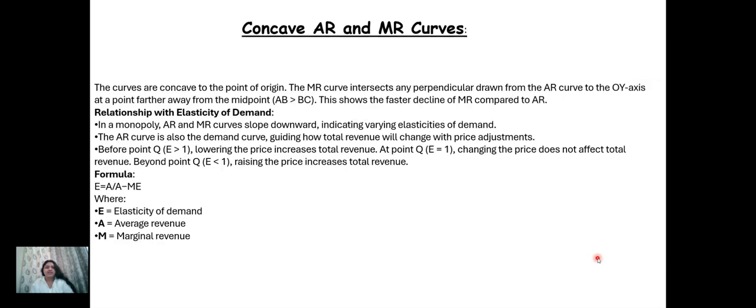Next is concave AR and MR, but we see that on the point E, when this is lesser than 1, equal to 1 and greater than 1, to calculate this we have to take the formula E, which is elasticity of demand, equal to A divided by A minus M. You can see E is the elasticity of demand, A is average revenue, and M is marginal revenue. Basically, this shows the faster decline of marginal revenue compared to average revenue.